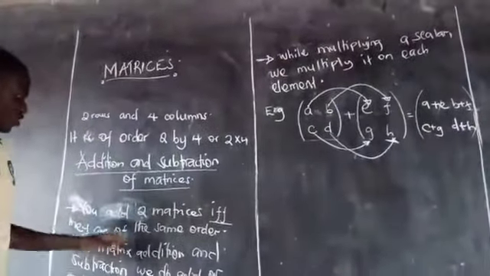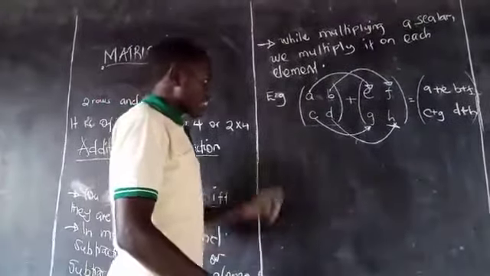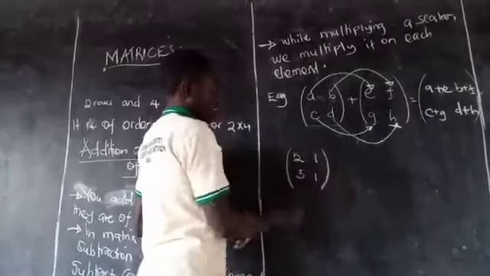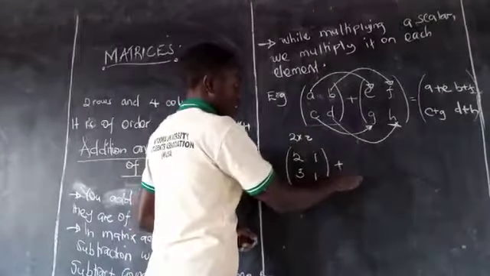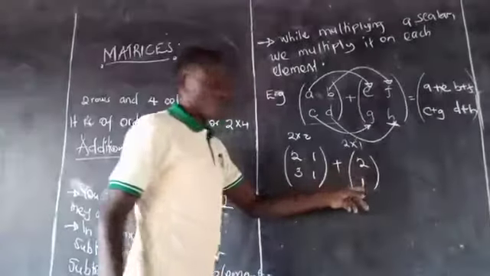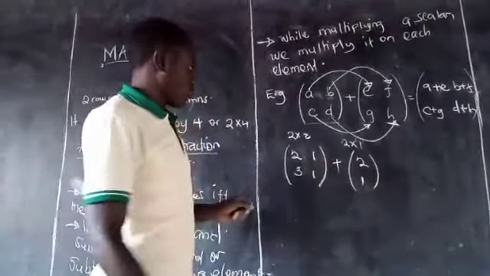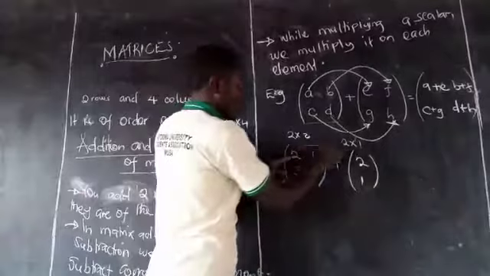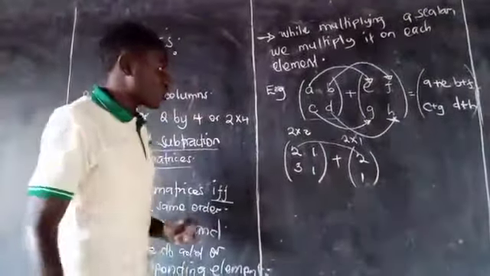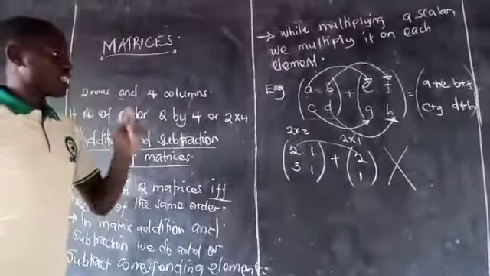Now, another condition was talking about two matrices being of the same order. It isn't possible to add a matrix like this. This is a 2 by 2, and if someone wants to add a 2 by 1, it has 2 rows and 1 column. Now, if you are looking for the corresponding elements, 2 corresponds to 2. What does 1 correspond to? Nothing. Therefore, those two matrices cannot be added. So we only add or subtract the corresponding elements.